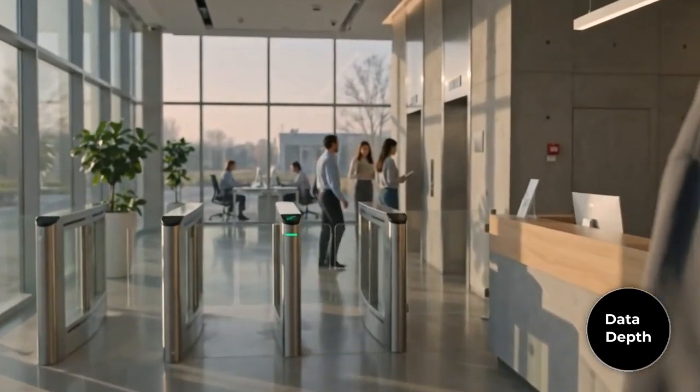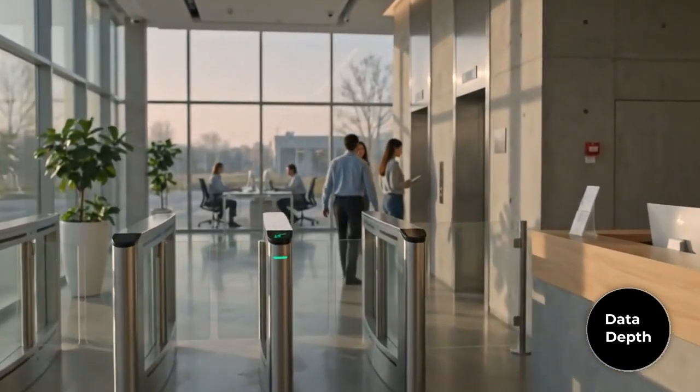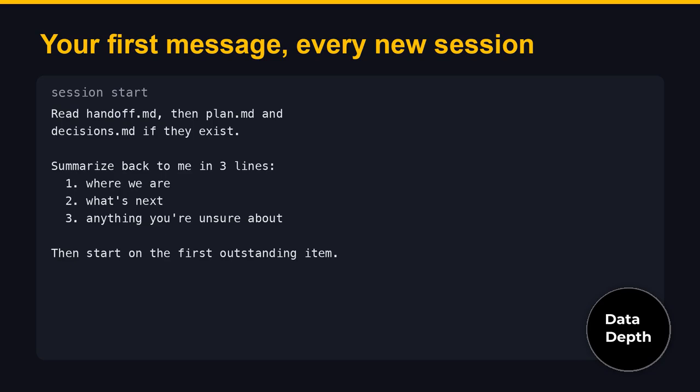Point it at the handoff and give it the first task. That's the whole receiving protocol. Paste this, or something like it, as your very first message. Read the handoff, then the plan and decisions files if they exist. Then, and this bit is the quality check, summarize back in 3 lines. Where we are, what's next, anything you're unsure about.